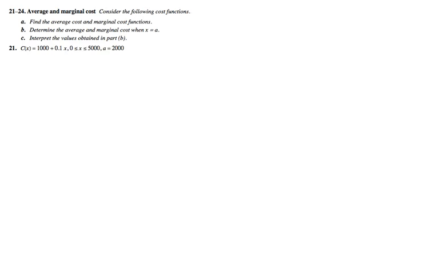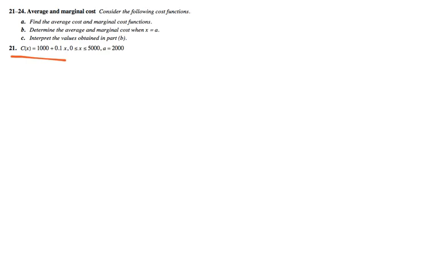Okay, so average and marginal cost. So this is a very specific application again of derivatives. So we have a cost function, c of x, I'll underline that. C of x is equal to 1,000 plus 0.1x, and x is ranging from 0 to 5,000. Okay, so we have some item, and we want to find the average cost and the marginal cost functions.